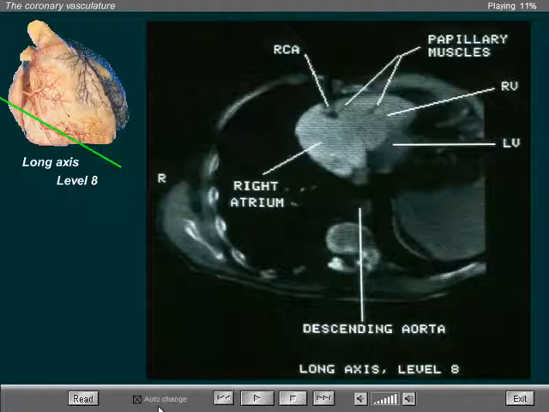And finally, in the 8th level is the most caudal portion. We can see the right ventricle opacified with the right atrium above it, and we note the right atrioventricular groove, the home of the right coronary artery.